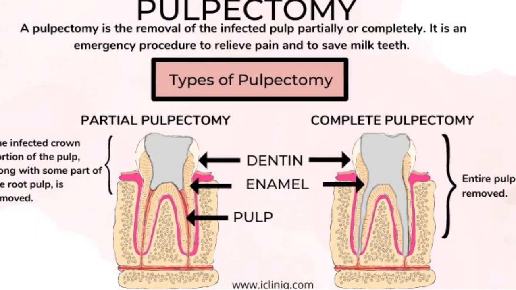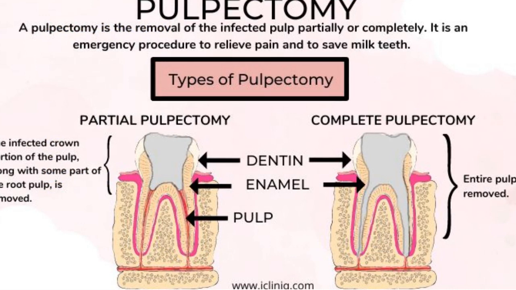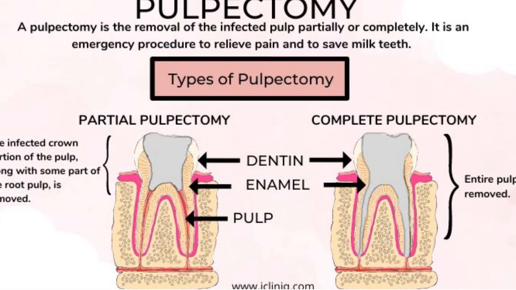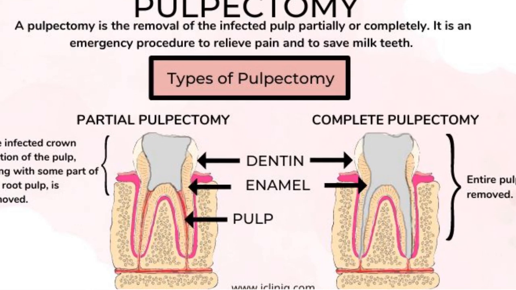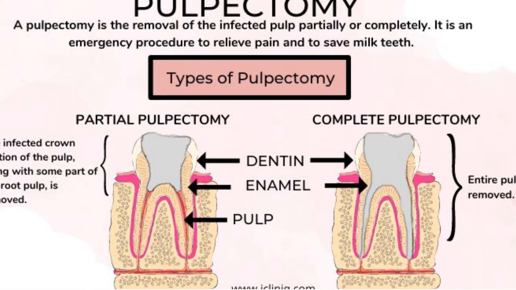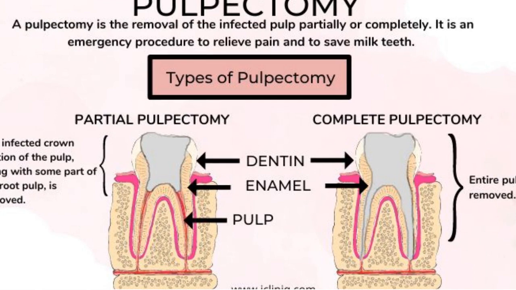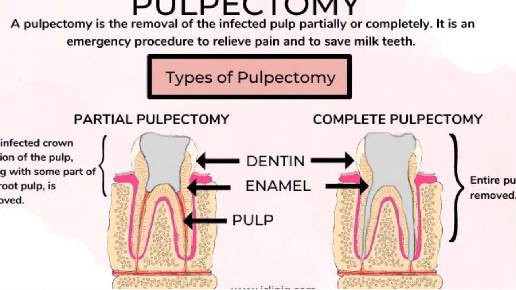So pulpectomy is the excision of the pulp, as the name suggests. So removal of the pulp, both the coronal and the radicular portion of the pulp. So here the patient will come to you representing signs of irreversible pulpitis or necrotic pulp.